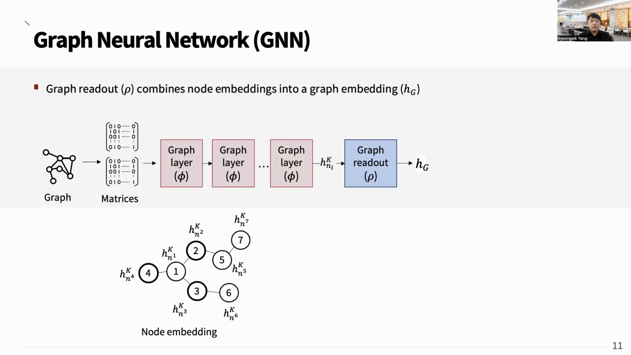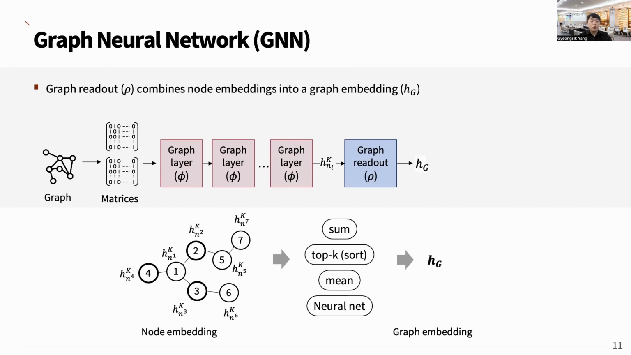GNN then creates graph embeddings, which are representation values for each graph. The layer that creates the graph embedding is often called the graph readout layer. For example, the graph readout layer adds, sorts, averages, or passes through another neural network the node embeddings and creates a new graph embedding for a given input graph.